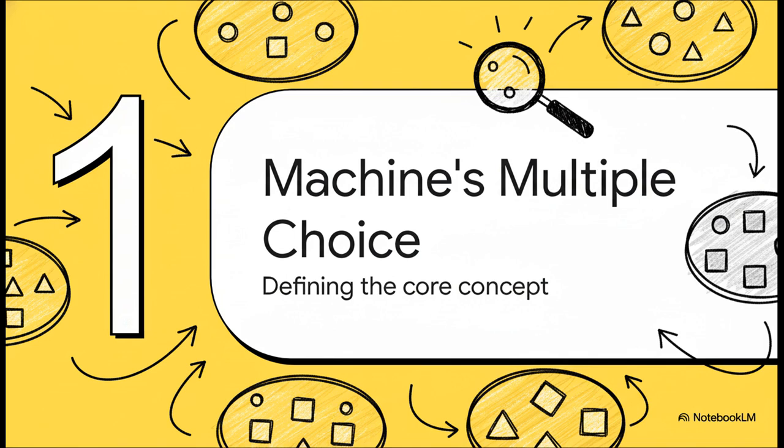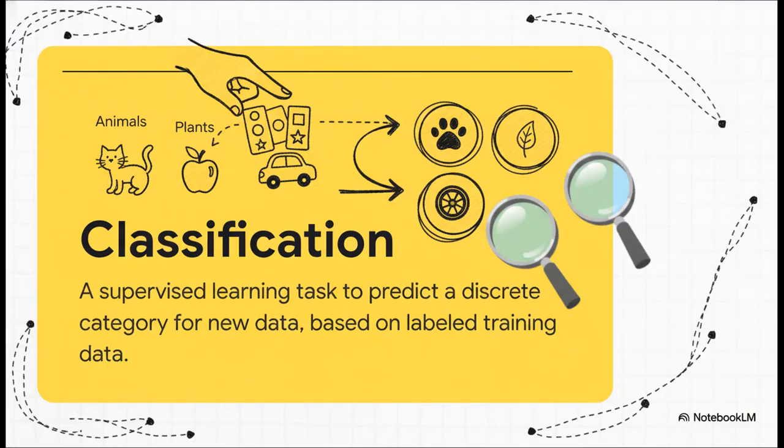First things first, what are we really talking about when we say classification? Let's get this core concept down. Okay, so at its heart, classification is what we call supervised learning. Now that might sound a little technical, but the idea is actually pretty simple. It just means we supervise the machine by showing it tons of examples that are already correctly labeled. The whole point is to get the machine to see the patterns so it can start categorizing brand new unseen things all by itself.